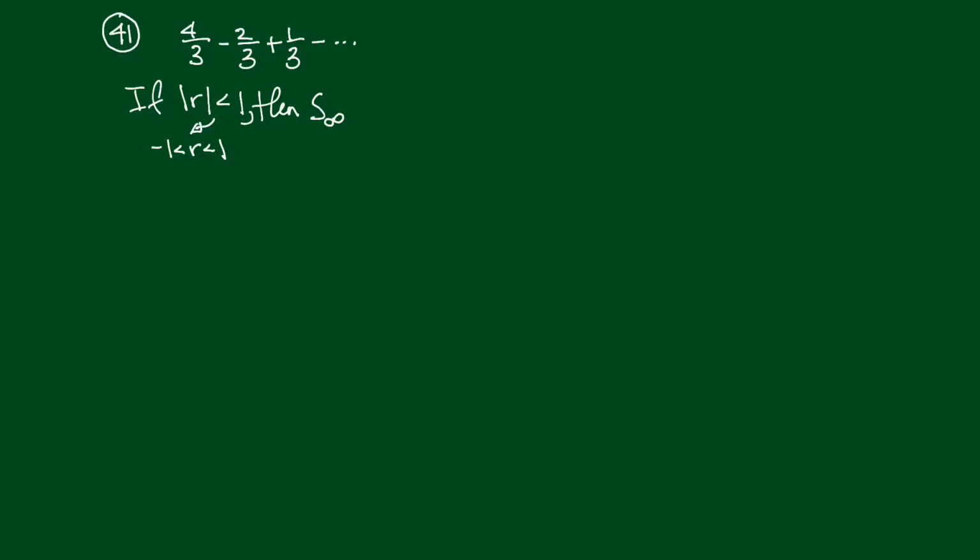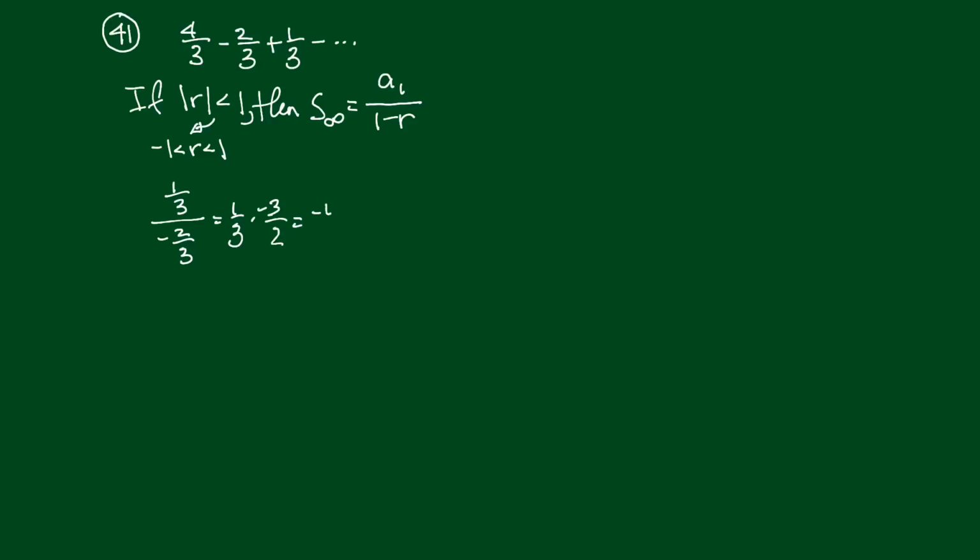If that's true, then the infinite sum, the sum of all infinitely many terms, is found using this formula: the first term divided by 1 minus the common ratio. So first up, why don't we get r? Let's take two consecutive terms, the right divided by the left. So we'll take, say, 1/3 divided by negative 2/3. This will give us 1/3 times negative 3/2. All right, those 3's will cancel.